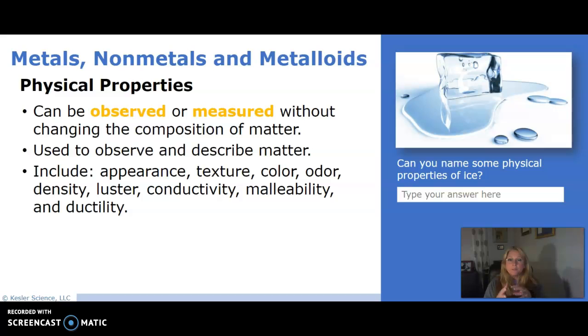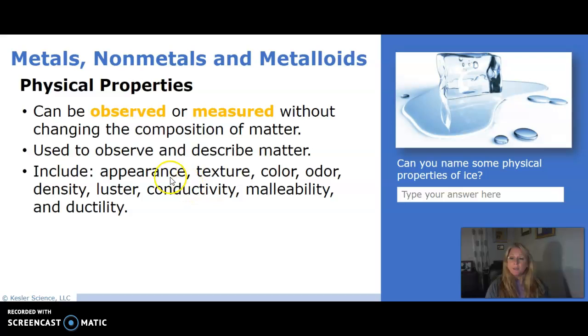Now, some categories of physical properties would be the appearance, texture, color, odor, density, luster, conductivity, malleability, and ductility. And I'm sure all of those words look very familiar to you from the vocabulary words we've already started studying for this unit. So we're going to look at what an object looks like, what its texture is, what its color and odor are, and any of these other physical properties that are listed here. Based on what we decide its physical property is in any category, that's going to help us decide if it's a metal, a nonmetal, or a metalloid.